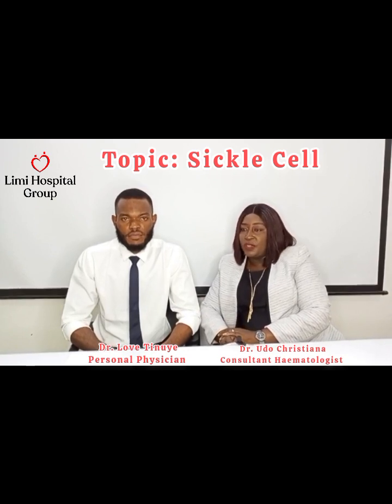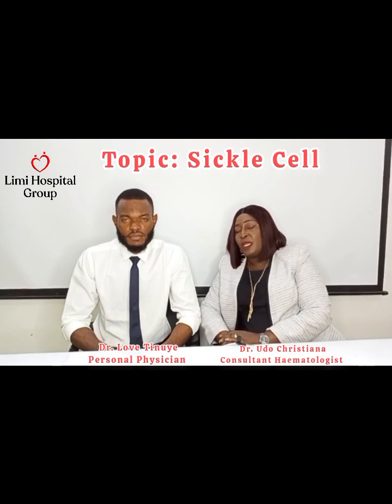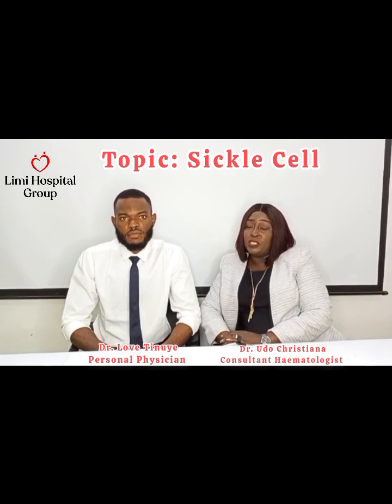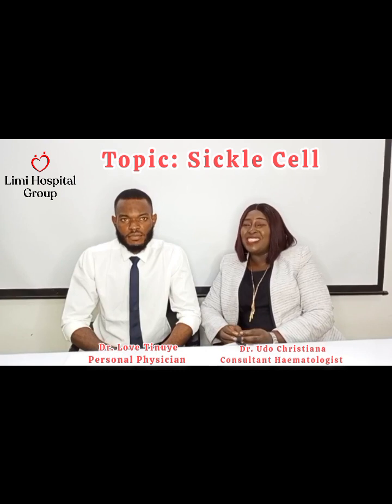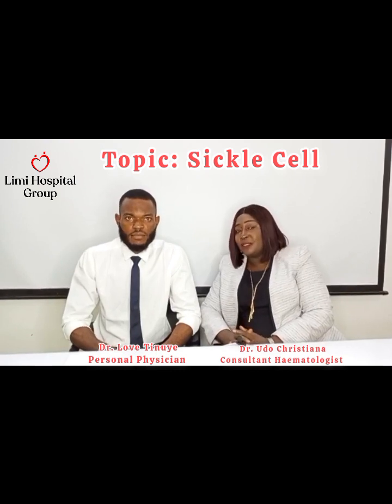But the common ones, or the most severe form, is the sickle cell anemia, which is hemoglobin SS. We have the hemoglobin SC, which is a milder form. Then we also have sickle cell beta thalassemia, which is in combination with the beta thalassemia gene. Beta thalassemia is also an inherited disorder, just like sickle cell disease. So you can imagine a combination of sickle cell and thalassemia, which is a type of sickle cell disease, sickle cell thalassemia.